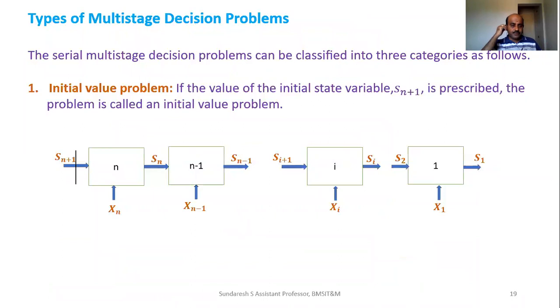Next, we move on to the most important thing, the types of multi-stage decision problem. Serial multi-stage decision problems are classified into three categories. One is called an initial value problem. Second is called a final value problem. And third is called a boundary value problem.